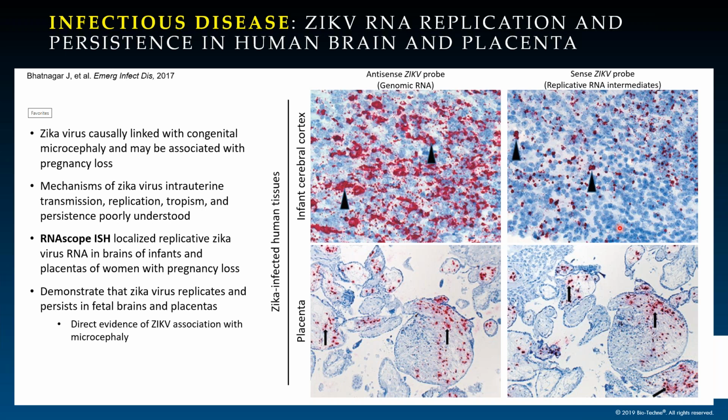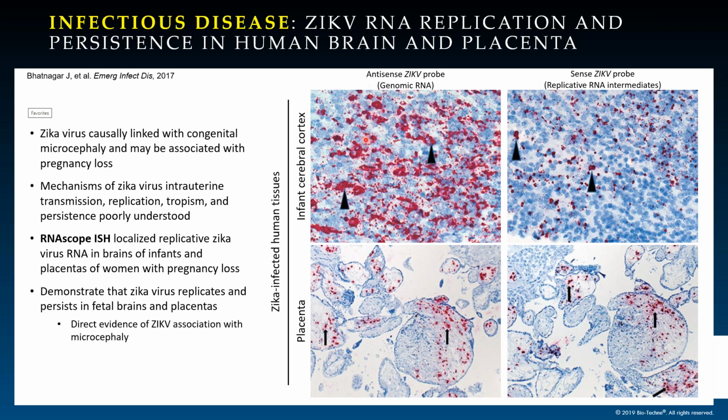The first example I want to describe is how RNAscope was used to study Zika virus infection. In this particular paper that was published by the CDC, they wanted to study the presence of Zika virus in a Zika virus infected patient, and show association of Zika infection with congenital microcephaly and pregnancy loss. So they were studying Zika infected placenta and infant cerebral cortex, and using RNAscope wanted to visualize the presence of the Zika virus in these tissues.